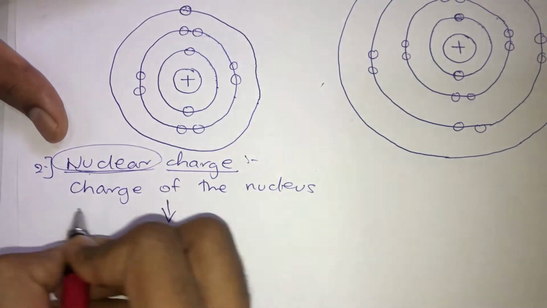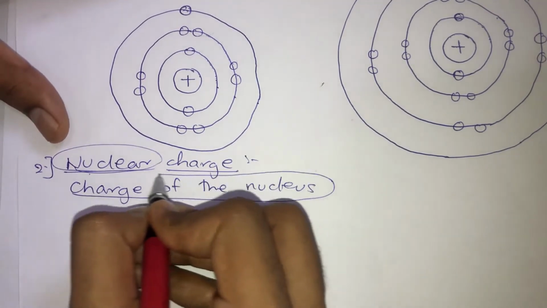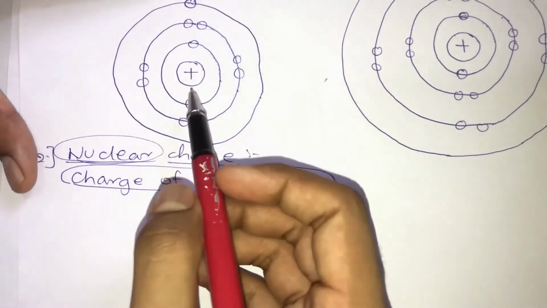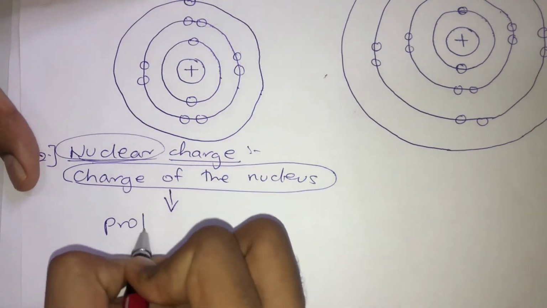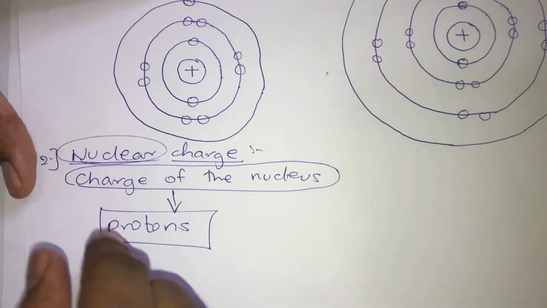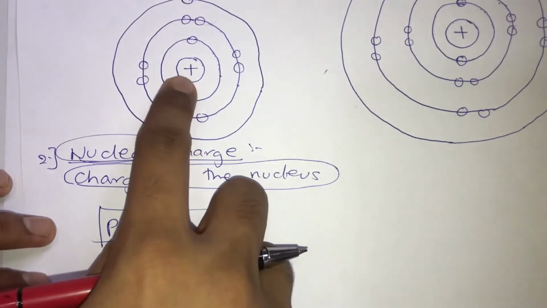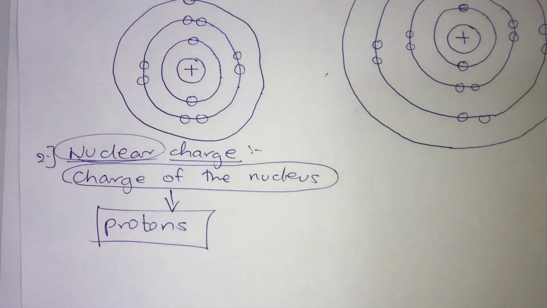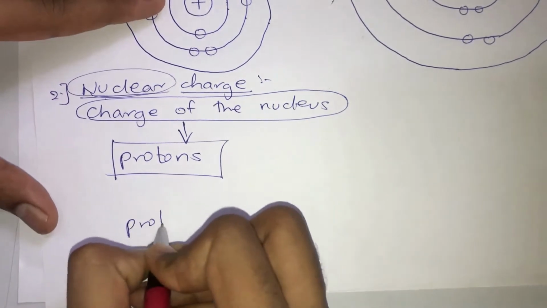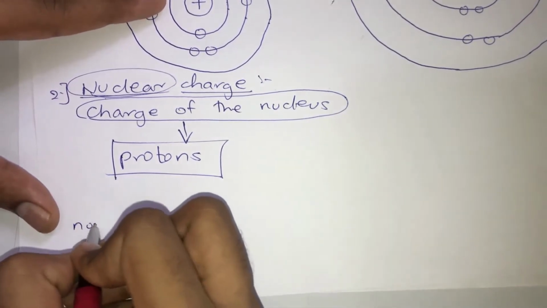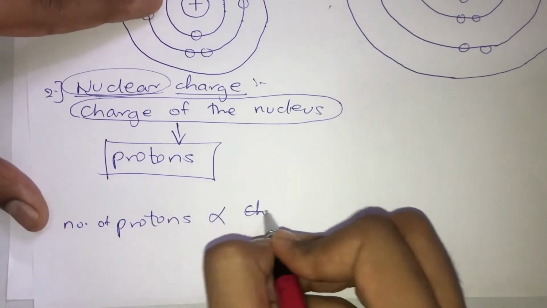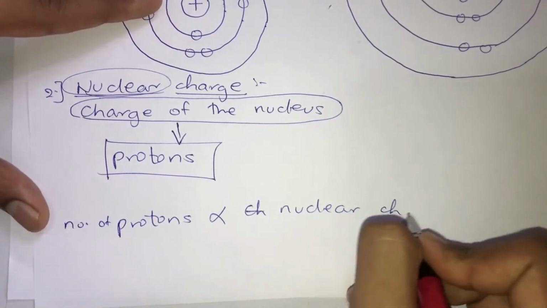Now can I say that this charge of the nucleus, which is the nuclear charge, is because of the protons present inside the nucleus? As we all know, the protons are positively charged. So when all these protons are present inside this nucleus, the charge of the nucleus is positive. Now, what I want to tell you all here is that the number of protons is directly proportional to the nuclear charge.